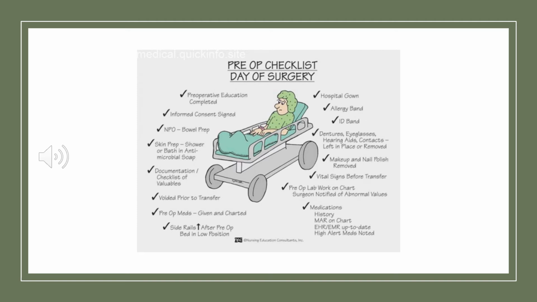They have their allergy and ID bracelets on. All those items have been removed that we just discussed. Vital signs, but right before they're transferring, typically I'll fill out the pre-op checklist, and as soon as the transport comes, I'll get another set of vitals so they're fresh and right before the patient leaves to go to the OR. And then on the chart, they must have a history and physical by the physician and their medications. And all high alert meds noted, and that the pre-op lab work is on the chart, and the surgeon has been notified of any of those abnormal values that we just talked about.